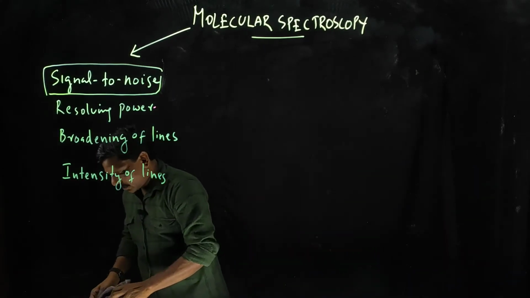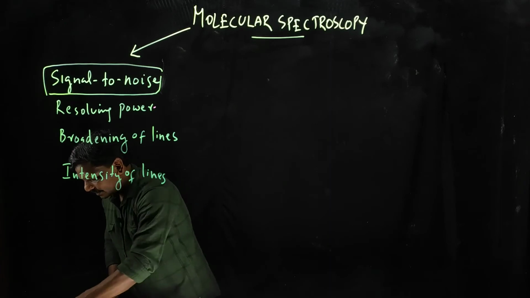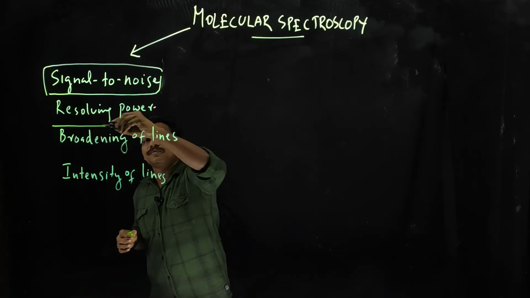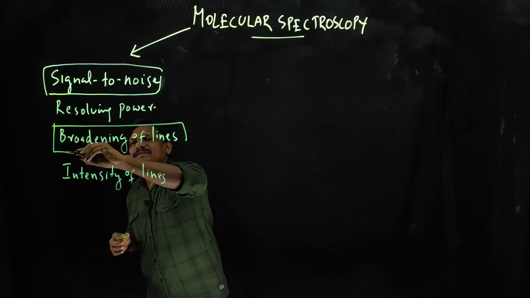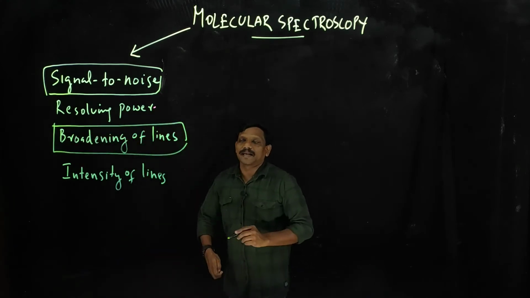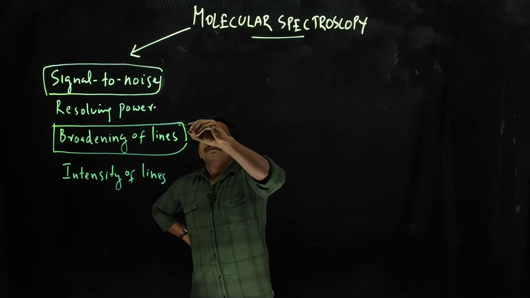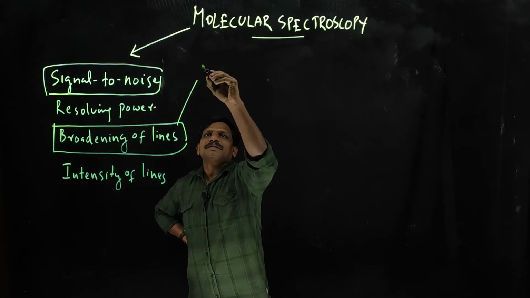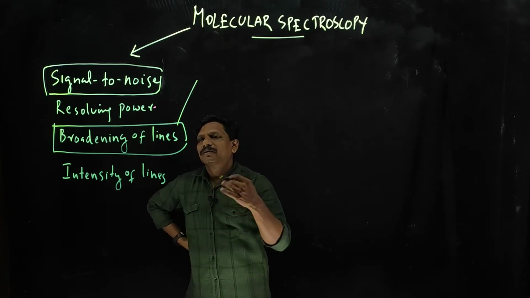Okay. So when you talk about the broadening of lines, broadening of lines means spectral lines. We have to talk about three effects, due to which broadening of lines occurs.